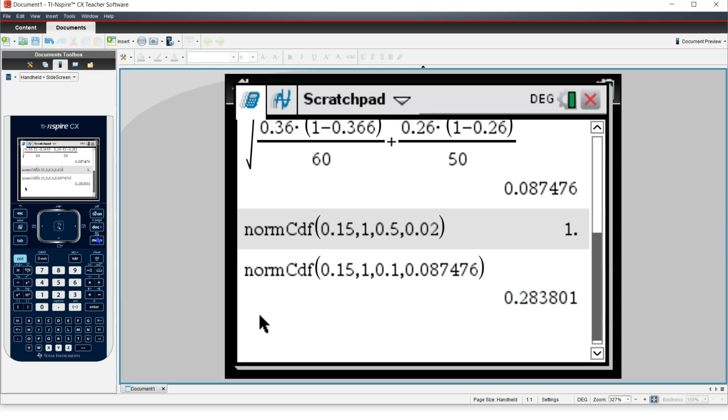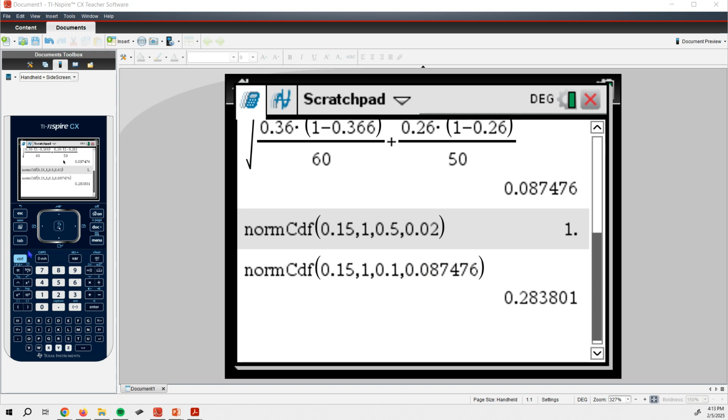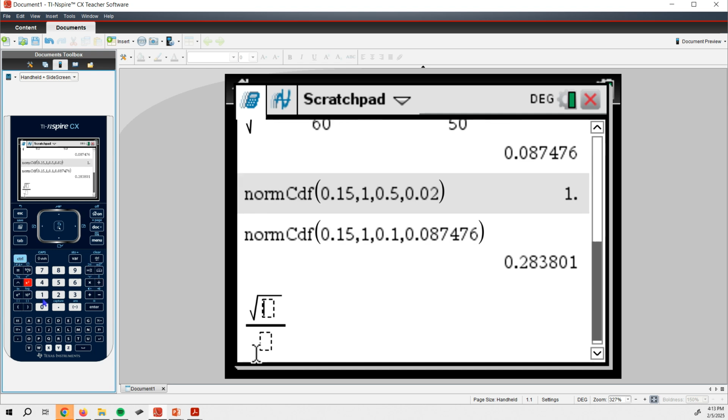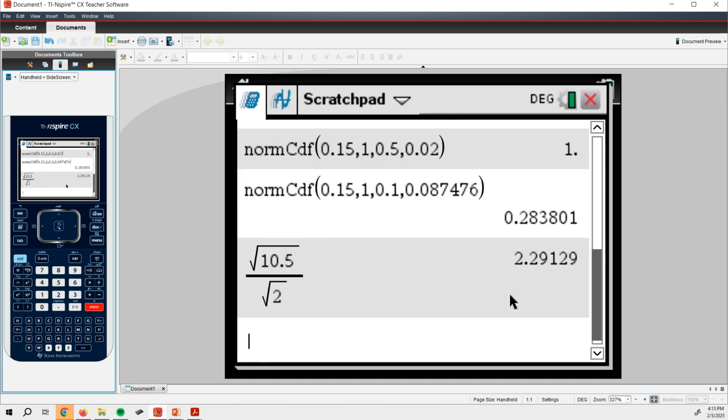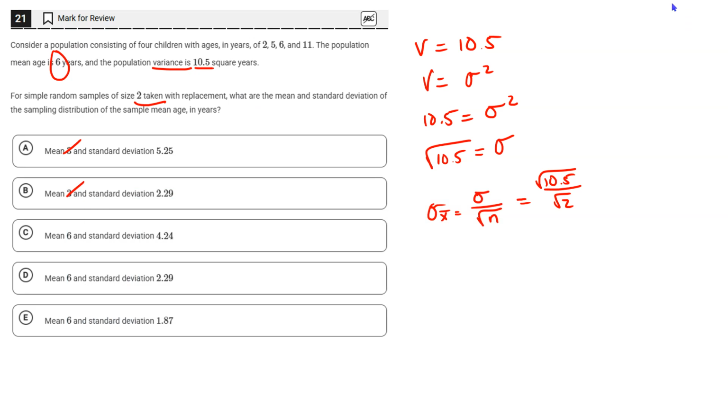AP Classroom is being buggy. I was trying to use, God forbid, the enter key there instead of having to actually do the math. And why won't this move? Okay. So control divide, control square root 10.5 over square root 2. And we get 2.29129. Is that one of our answer choices? Yep, there you go. Okay.